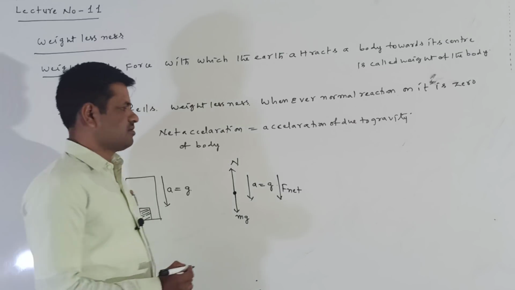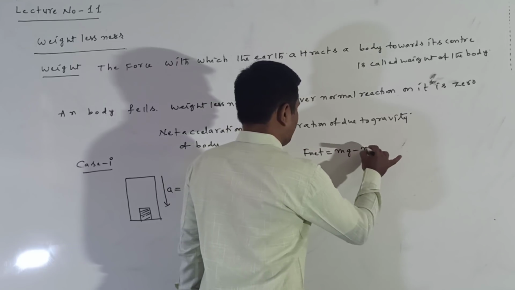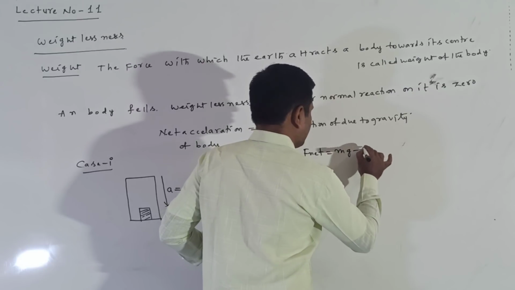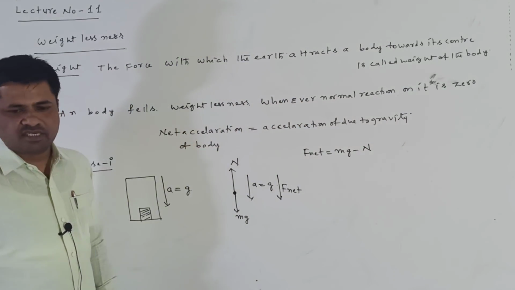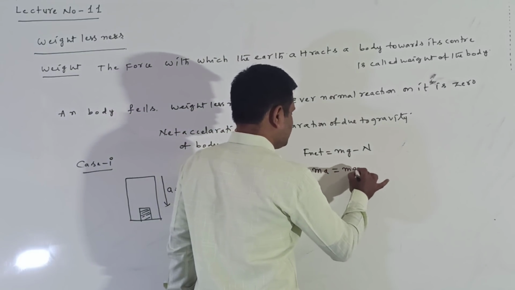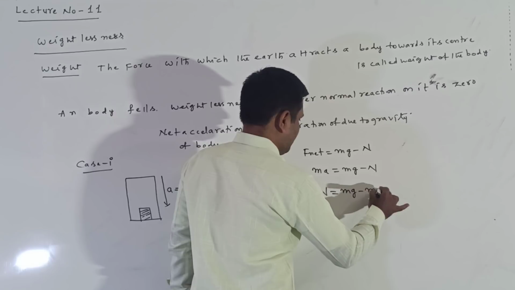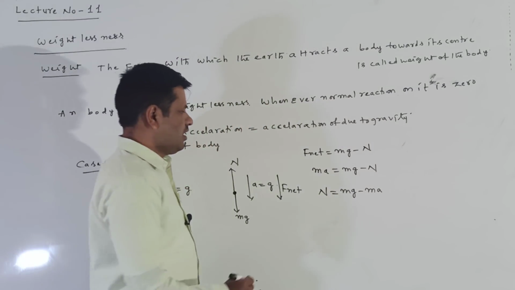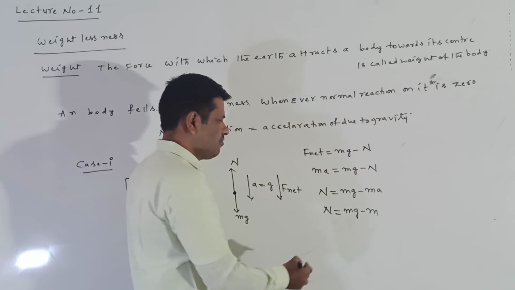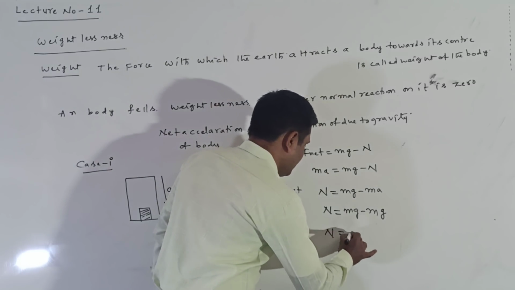Here F net is equal to mg minus N, since both are in opposite directions. Net force can be written as mass into acceleration, so ma is equal to mg minus N. Taking N on one side, N equal to mg minus ma. Now a equal to g, so N equal to mg minus mg, which means N equal to 0.